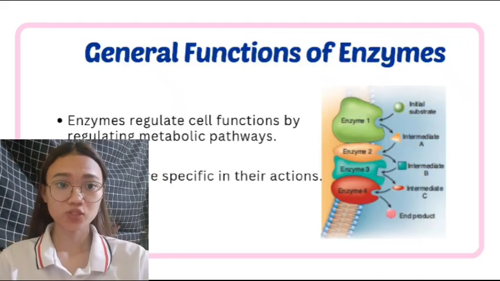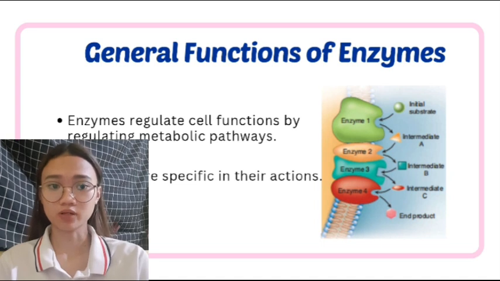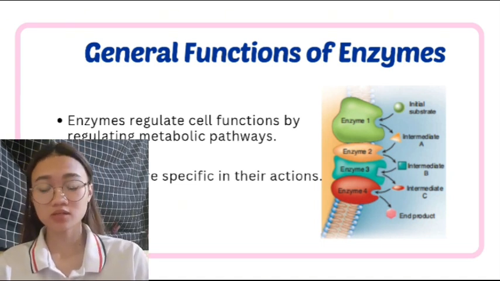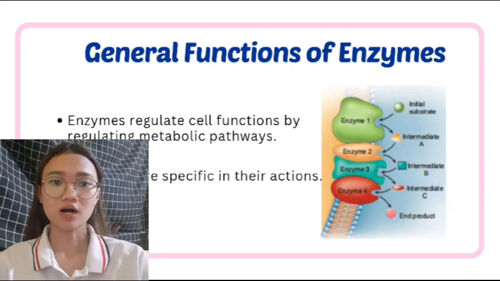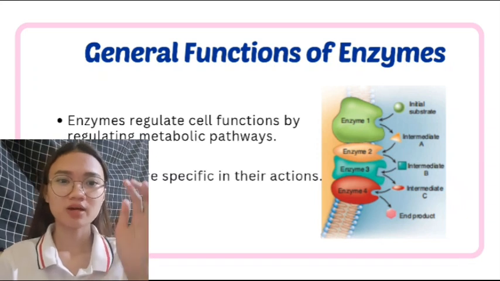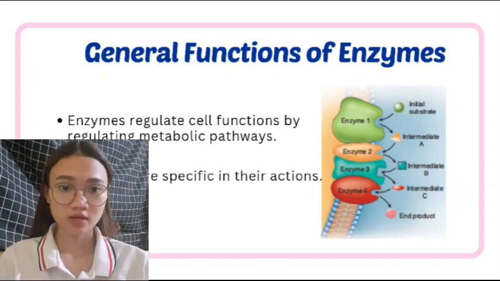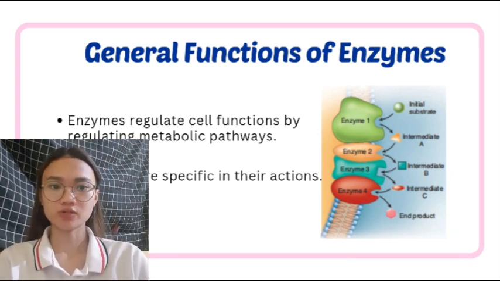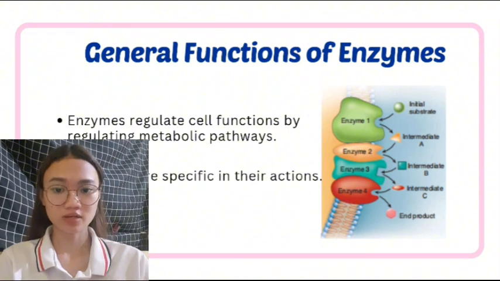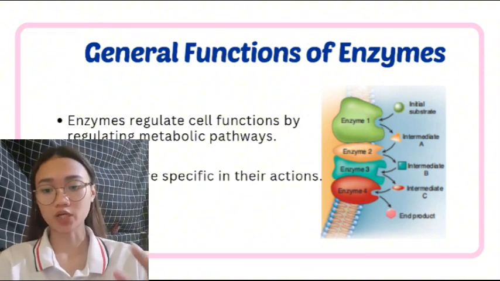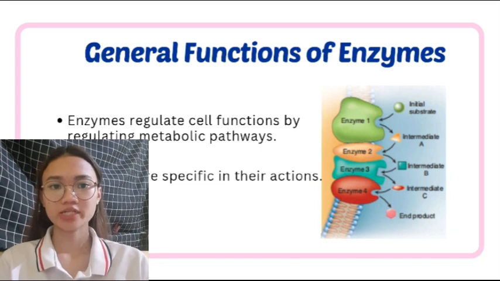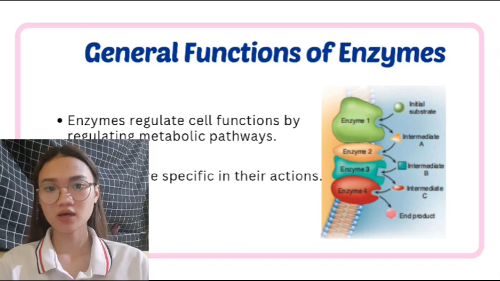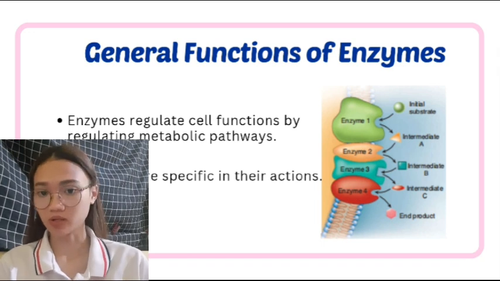So, next we have the general functions of enzymes. Enzymes regulate cell functions by regulating metabolic pathways. So, si enzyme is specific siya sa kanyang action. Various chemical and physical agents known as allosteric effectors affect enzyme action by changing the shape of the enzyme molecule. For example, allosteric effectors include temperature, hydrogen ion concentration, ionizing radiation, cofactors, and end products of certain metabolic pathways.